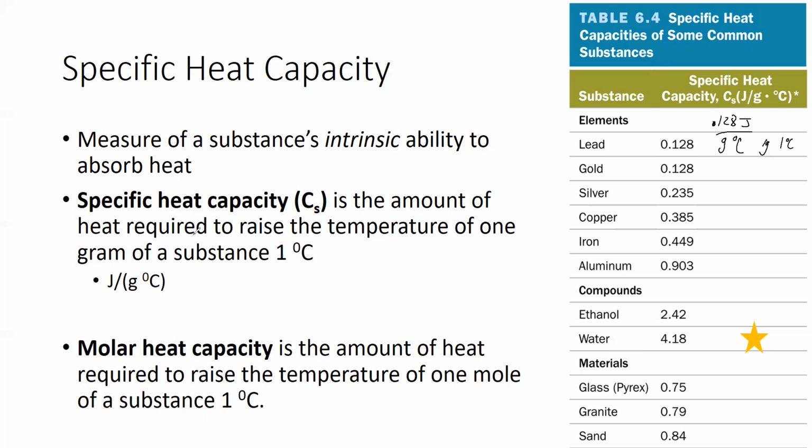And along with specific heat capacity, we have another term that's like it. It's molar heat capacity. And the only difference here is the units. Here it is joules per mole centigrade. It's how much energy it takes to raise 1 mole of substance by 1 degree centigrade. That's the only difference, but it's still the same idea. How much energy to raise an amount of stuff by 1 degree centigrade.